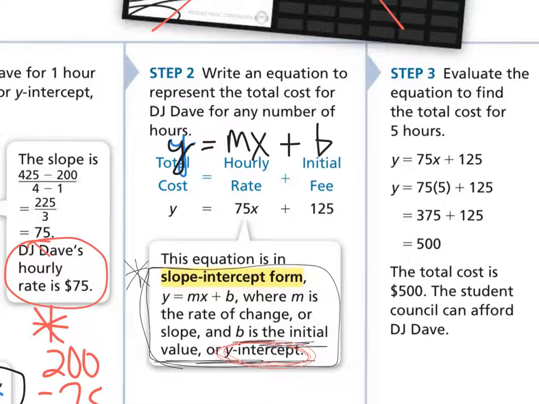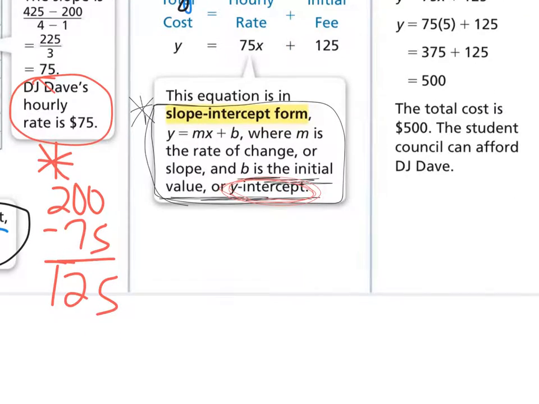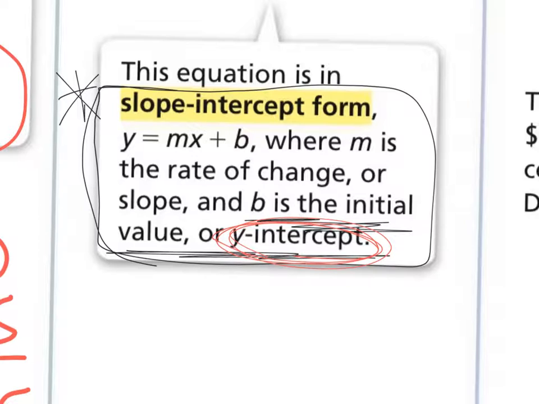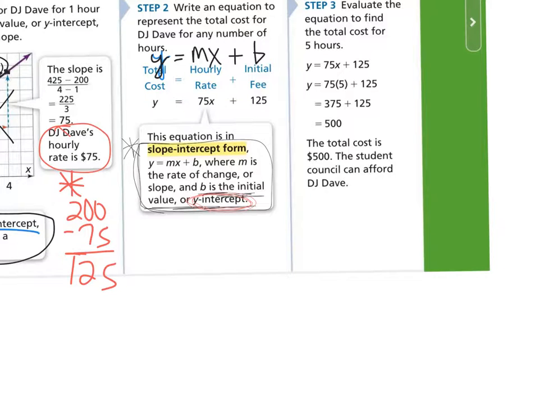So basically we're substituting in this equation. This is called slope-intercept form. We're substituting two things. M is our slope, b is our y-intercept or initial value. Like the name says, slope-intercept, we need the slope and we need the y-intercept, and then we can get our equation. So that's going to be a big part of what we're going to be looking at.